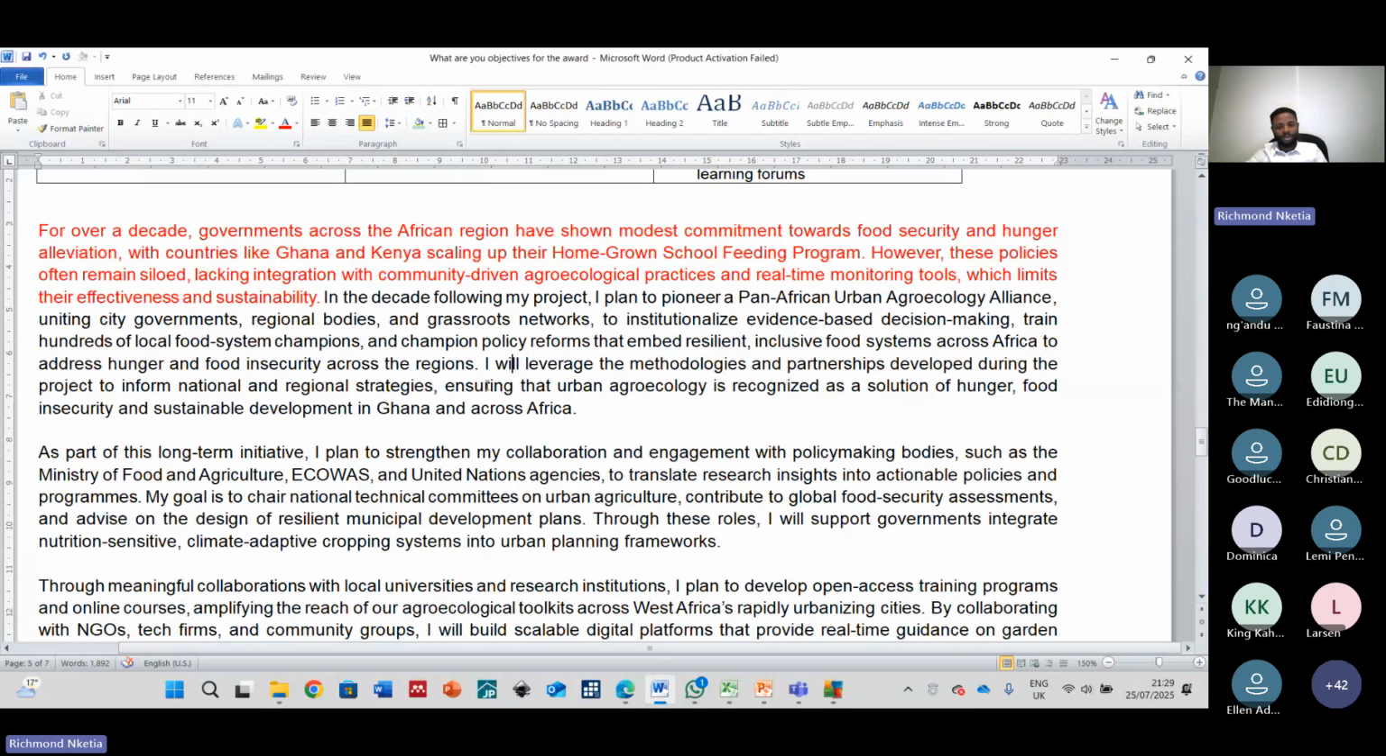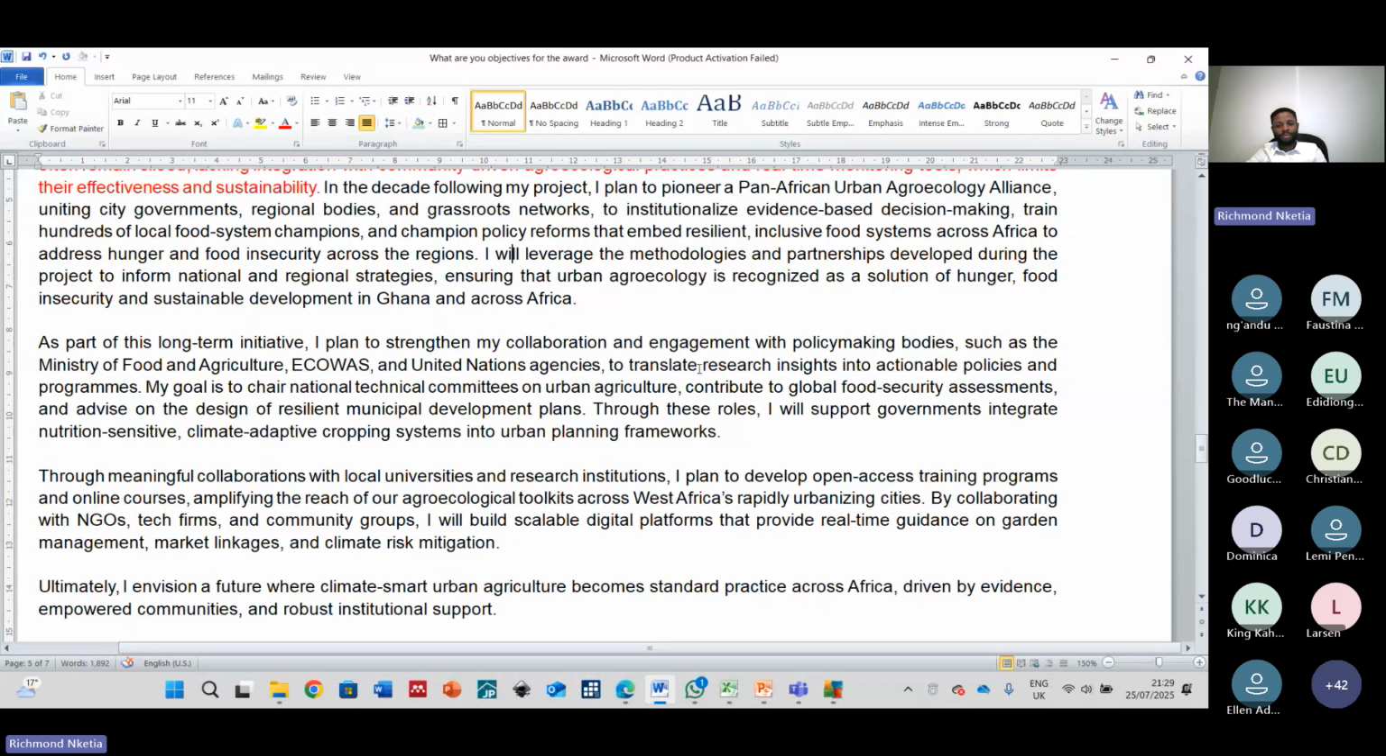And I will leverage the methodologies. So I will build on the experiences I've gained from my 5 years short-term career plan and partnerships during the project to inform national and regional strategies, ensuring that urban agroecology is recognized as the solution to hunger and food insecurity and sustainable development in Ghana and across Africa. So as part of this long-term initiative, I plan to strengthen my collaboration and engagement with policy-making bodies.